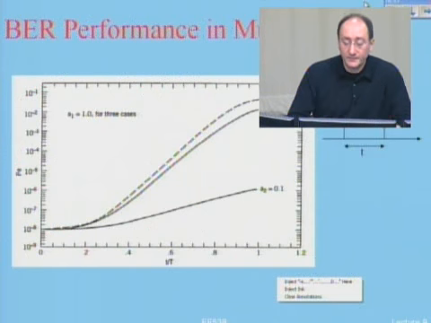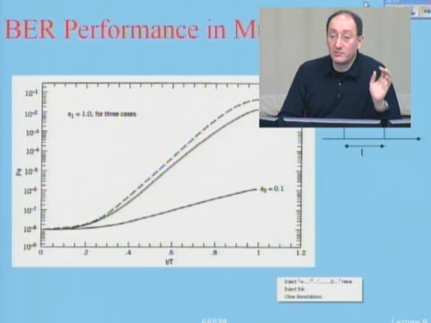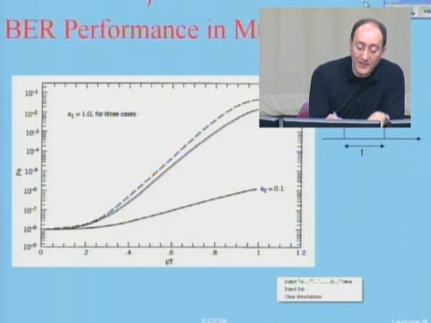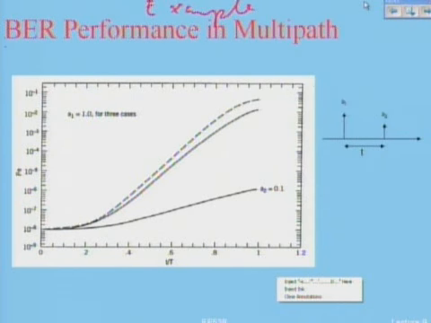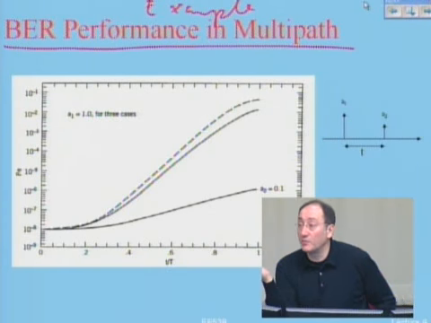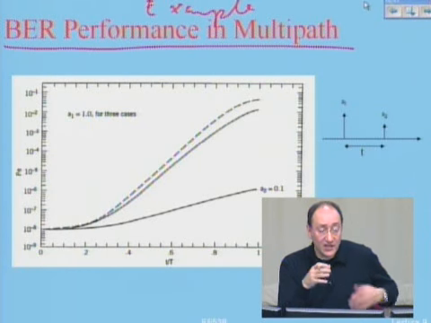But before we go there, up to now, I just told you how multipath causes problems by changing the shape of the pulse. But I want to give you an example in here, and this example is the effect of multipath on bit error rate. Because up to now, I was just telling you that multipath changes the shape of the pulse. But who cares about the shape of the pulse? We care about bit error rate. So let's get quantitative now.